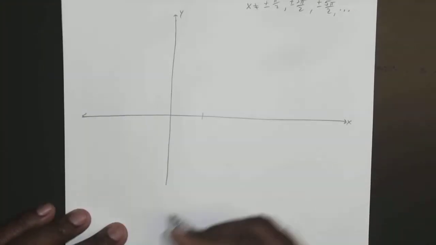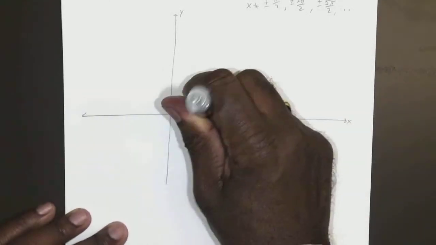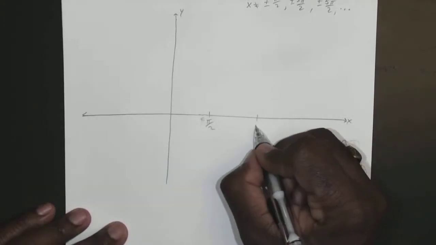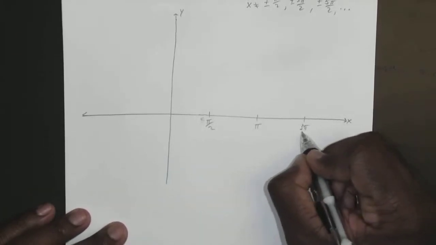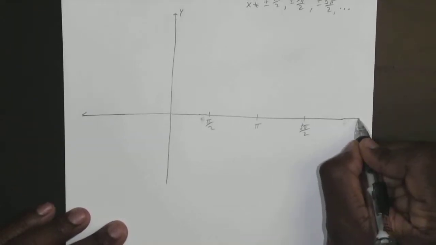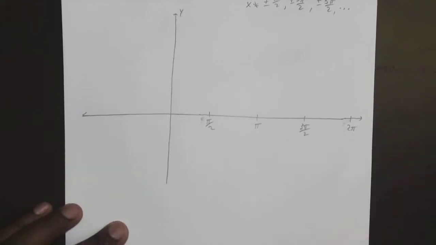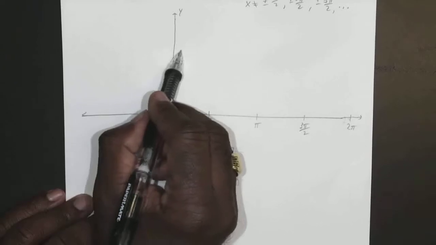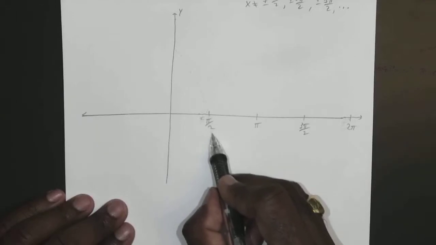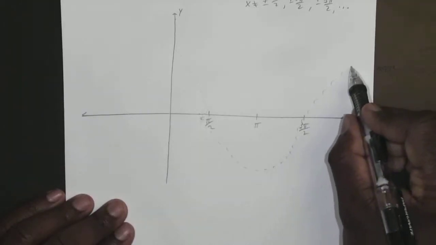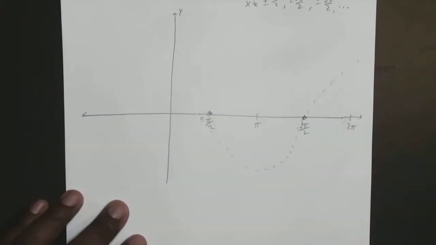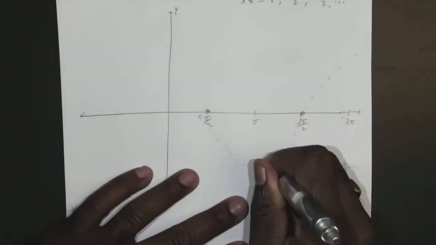Okay, so again, if we have our pi over 2, our pi, our 3 pi over 2, and our 2 pi. And if we kind of do a quick outline of cosine, we know that's where cosine is equal to 0. Make that a little bit lower.